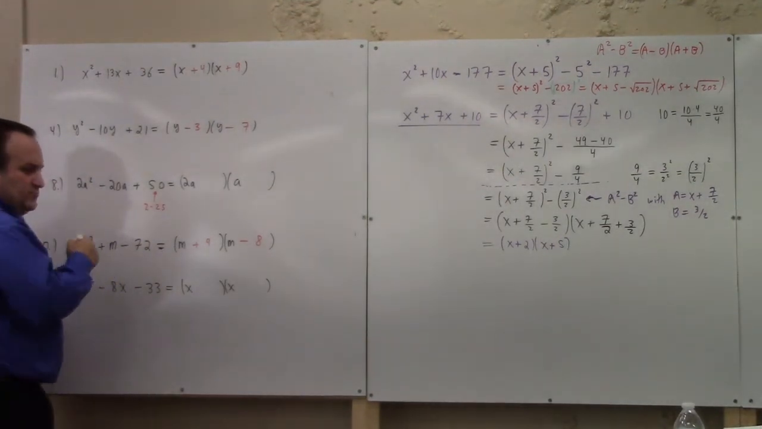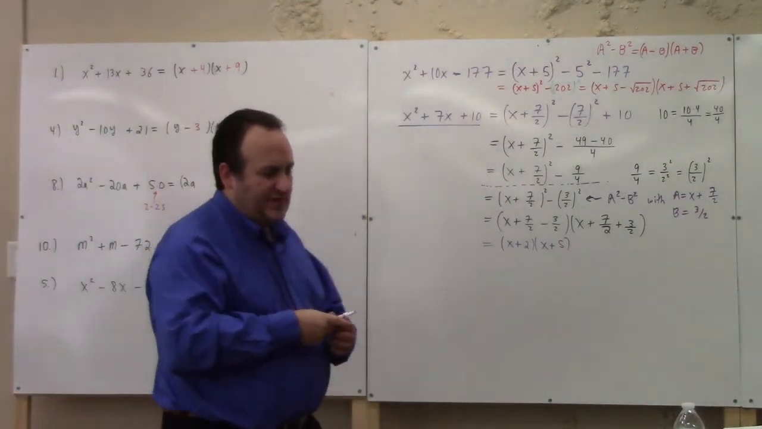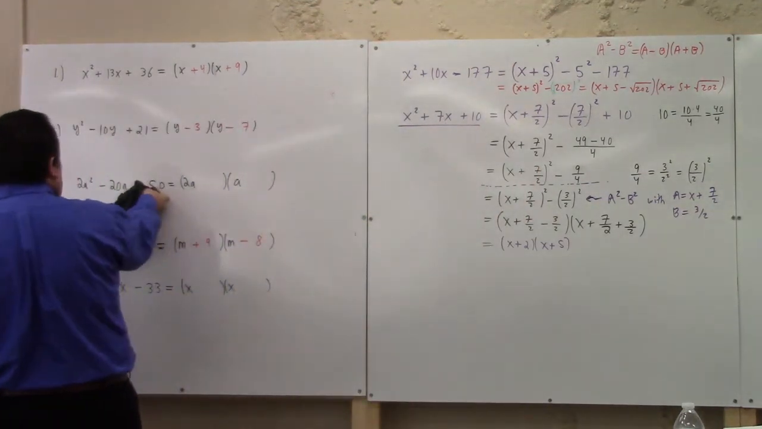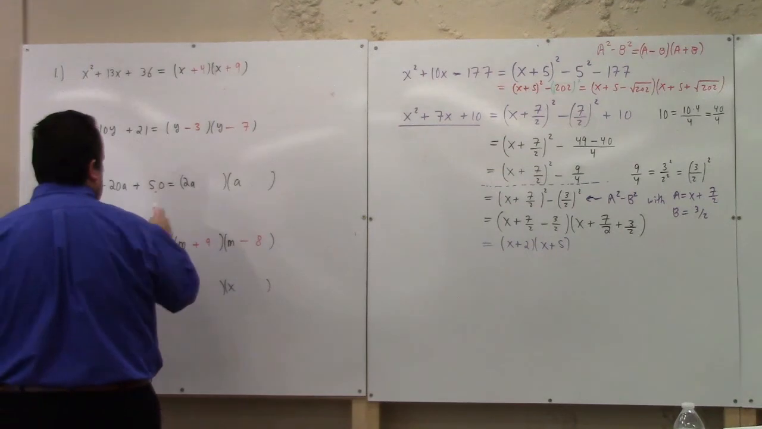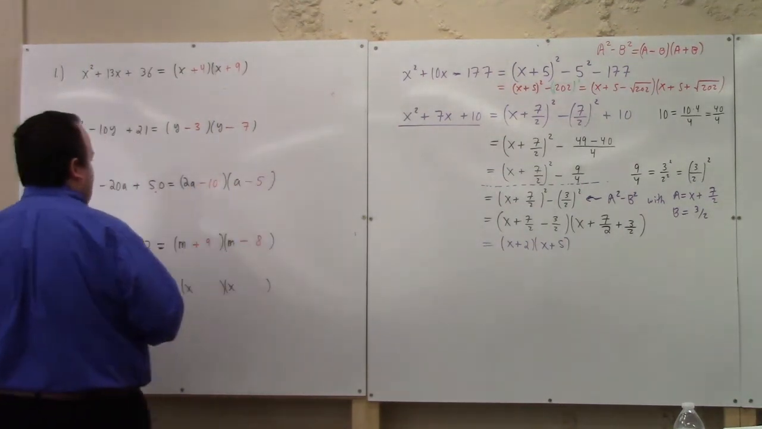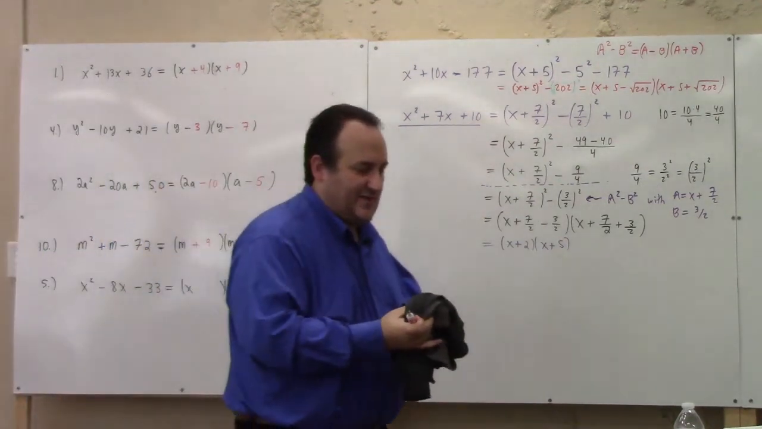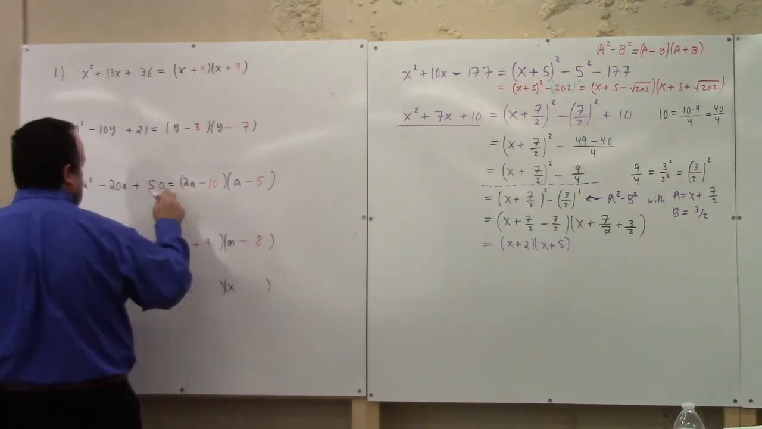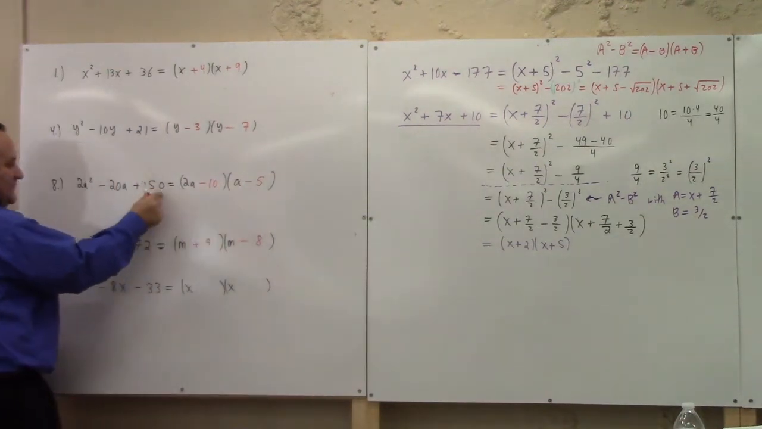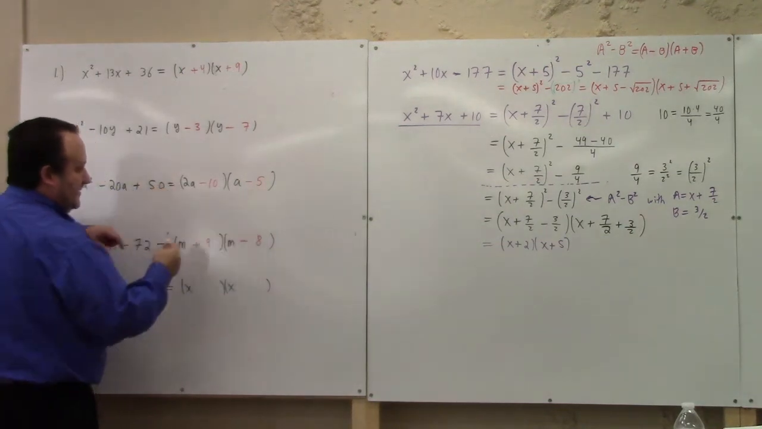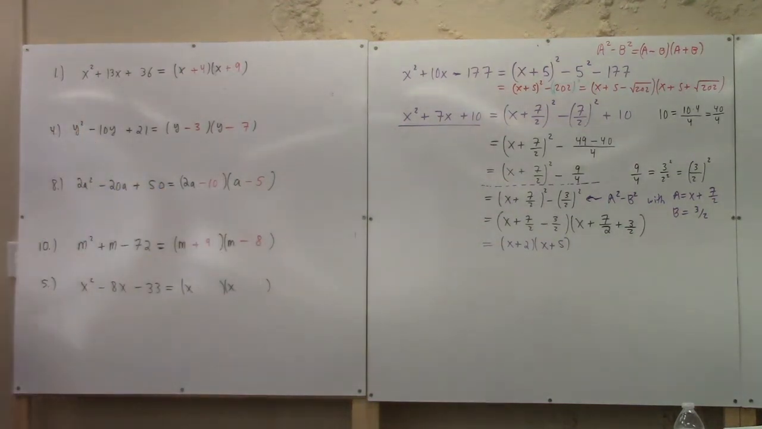Did you guys get this one? Yep. What'd you get? 2a minus 10, a minus 5. 2a minus 10. Okay, yeah. I talked myself out of that. I shouldn't have. So minus 10 times minus 5 is 50, and this gives us minus 10, and this gives us a minus 10a. So again, factoring is reverse multiplying.